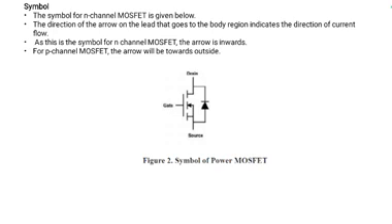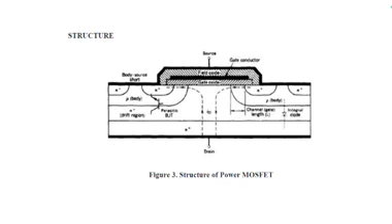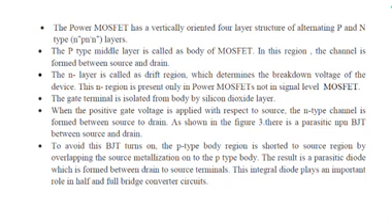The symbol of this power MOSFET is given here. You can see that the arrow is pointing inwards, and the direction of the current is flowing to the body region. Can you see the structure of the power MOSFET here?